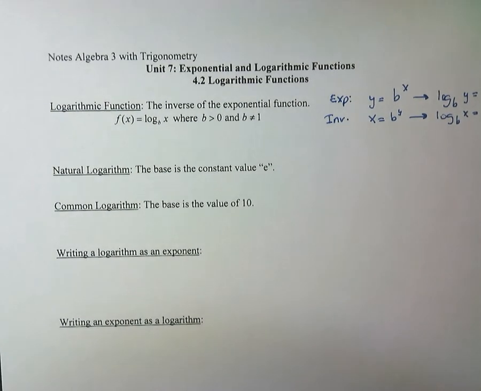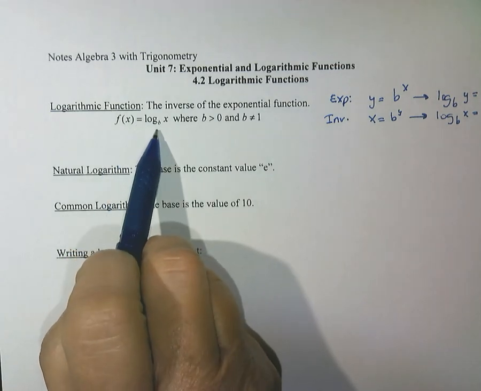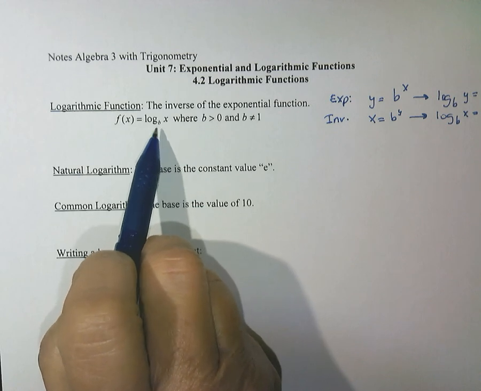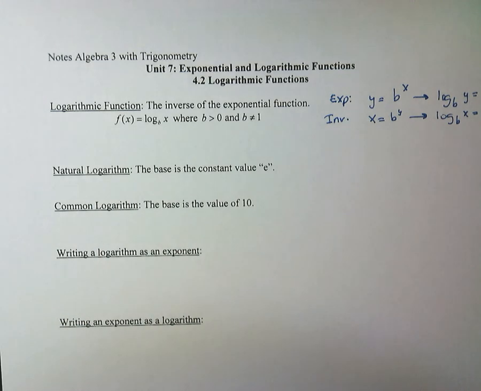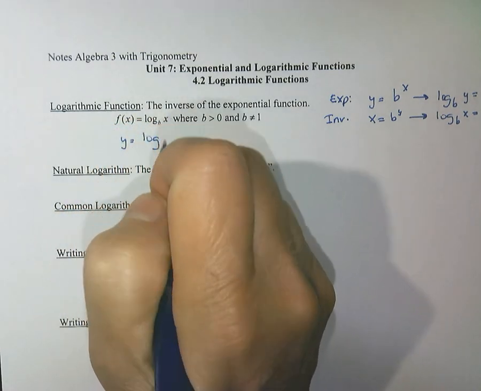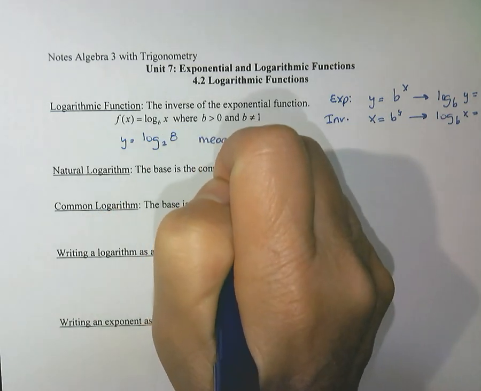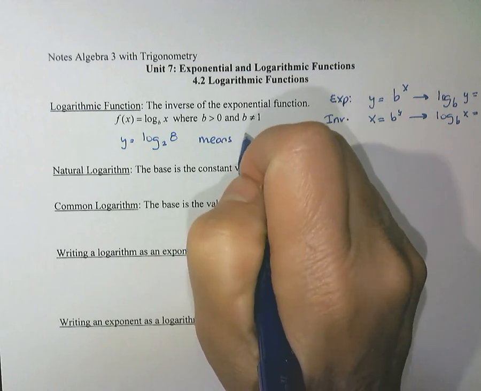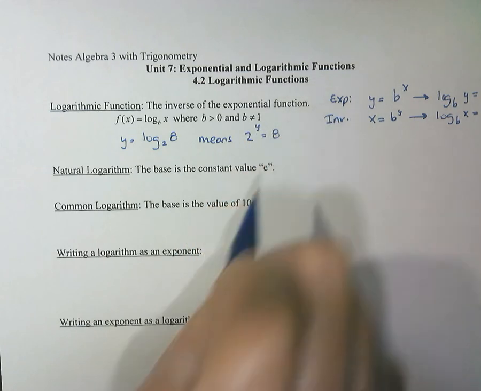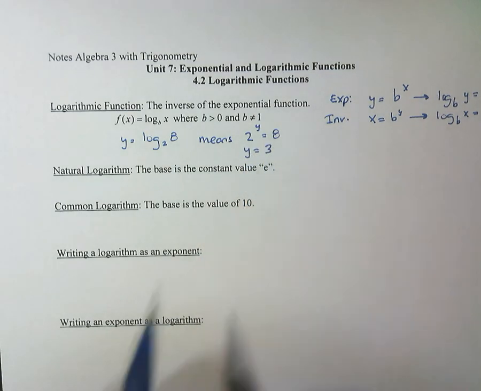So a logarithmic function is written as f of x is equal to log base b of x. B is a subscript, but b has to be greater than 0 and it cannot equal 1. So if I had y equals log base 2 of 8, this means 2 to the y equals 8, so that y would equal 3.